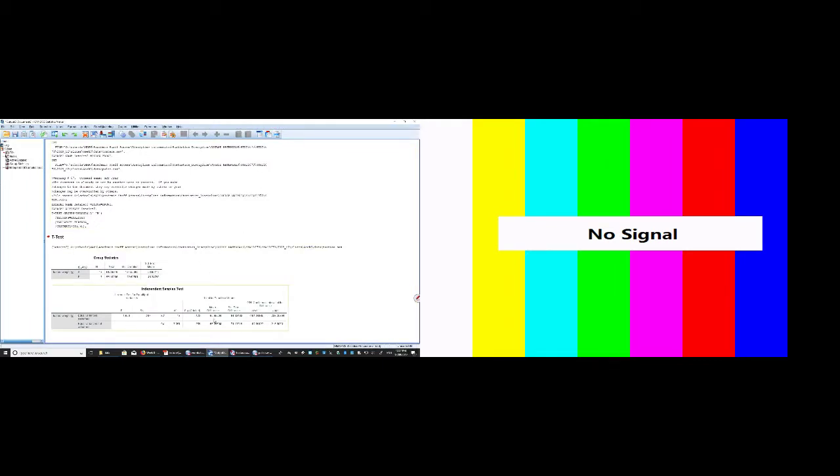And then we end up with our output. Might make that a little bit bigger. Hopefully this works.